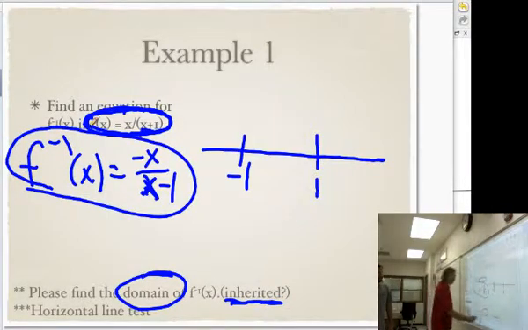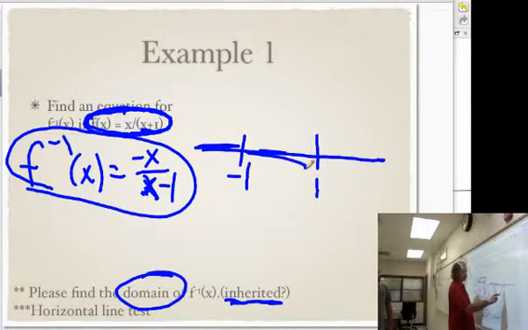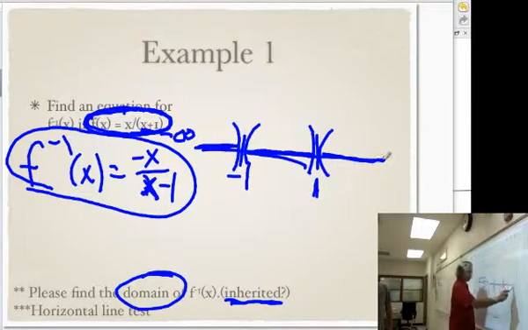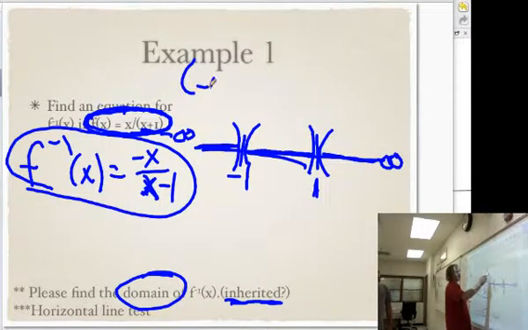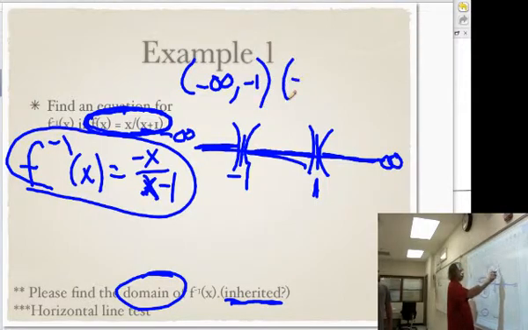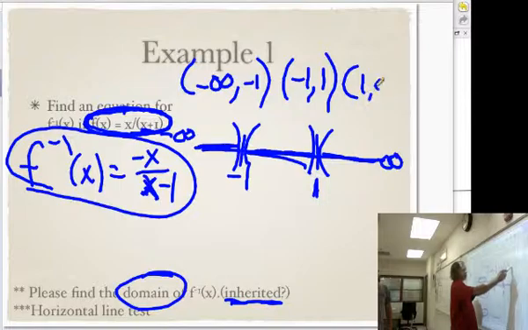So what is the domain of this function? Well, it's everything except negative 1 and 1. You start out at negative infinity, go till you get to negative 1, jump over it, go till you get to 1, jump over it, and go till you get to infinity. So we'd write negative infinity to negative 1, then negative 1 to 1, and then 1 to infinity.